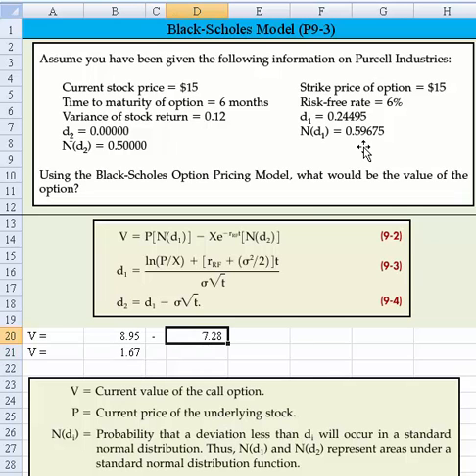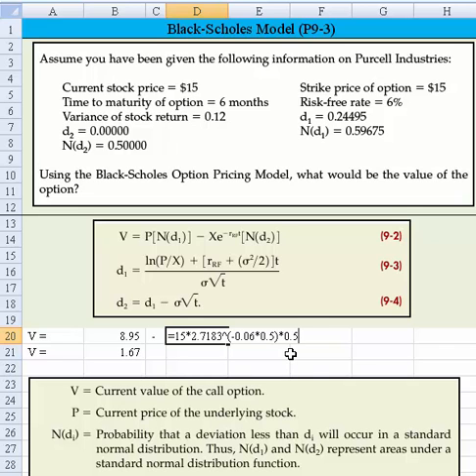Then we have to subtract out a more complex term. Let me show you how we do this. X is 15. We need to multiply it times e. e is given as 2.7183, and then we raise that to the negative value of the risk-free rate times T. So the risk-free rate was 6% times 0.5, the time to maturity, right? That's the 6 months there, half a year. And then we multiply that times 0.5.